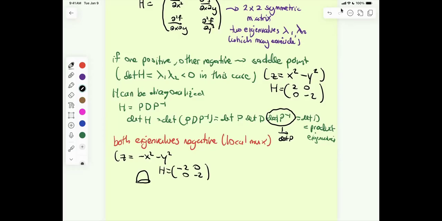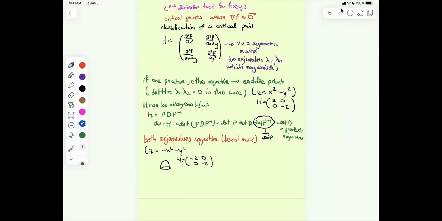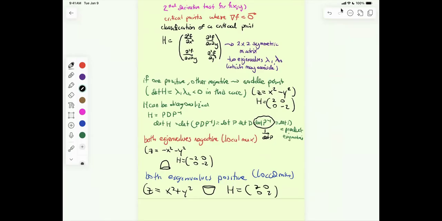And if both eigenvalues are positive, that's the one that gives you a local min. An example is the regular paraboloid, the regular salad bowl, and again the Hessian in that case is 2, 0, 0, 2.